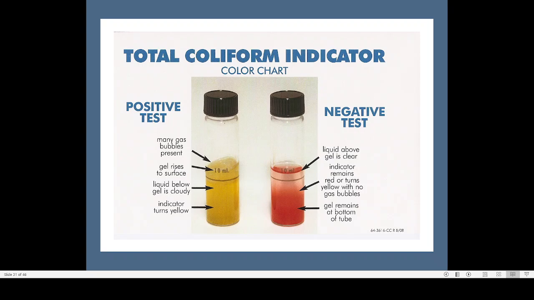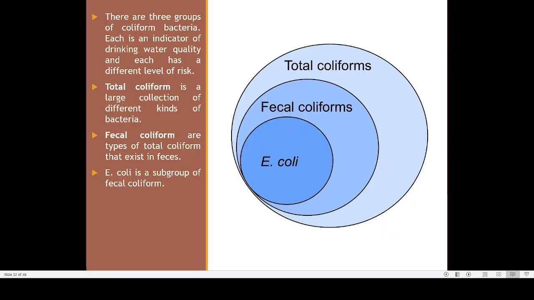So here you can find how they are performing the E. coli test. It's a very simple mechanism. If E. coli is present, the color of the water turns yellow. Otherwise, it will remain red itself. So it's a very simple test. That is why the E. coli test is commonly used. If E. coli is present, other sorts of bacteria are also present.